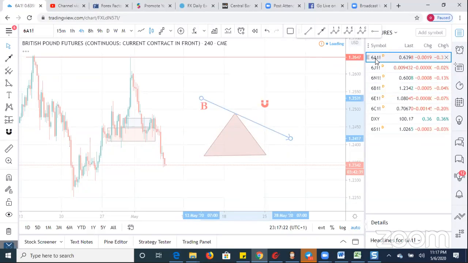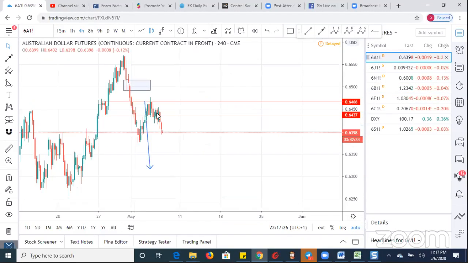We had Australian dollar. This was my markup on Australian dollar. You can see it playing out cleanly, right? I marked this out. This was somewhere around, price was here over the weekend. This week, let's see. This week actually started when?